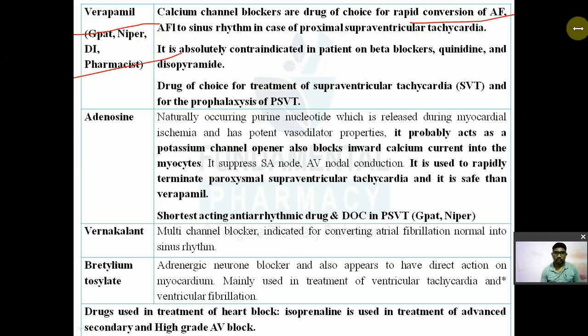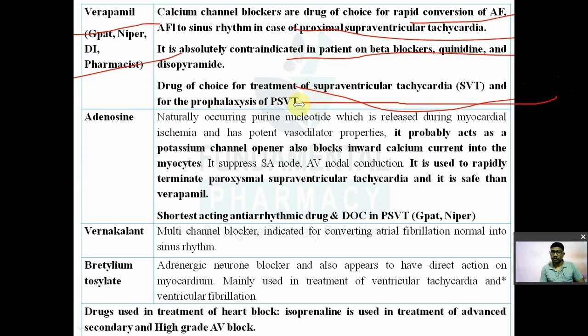into sinus rhythm. Okay, it can be used in case of paroxysmal supraventricular tachycardia. It is used again in this condition. It is absolutely contraindicated with patients on beta blocker, quinidine, disopyramide. It is a drug of choice. Remember, drug of choice in the treatment of supraventricular tachycardia. It is a drug of choice for supraventricular tachycardia and for the prophylaxis of paroxysmal supraventricular tachycardia.